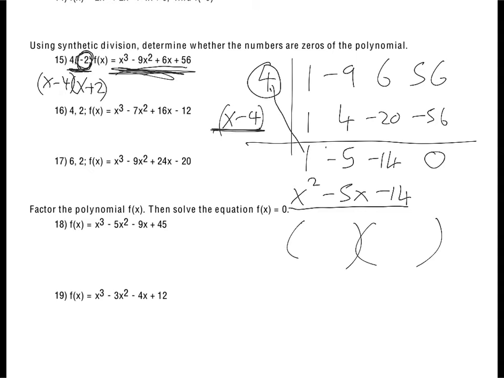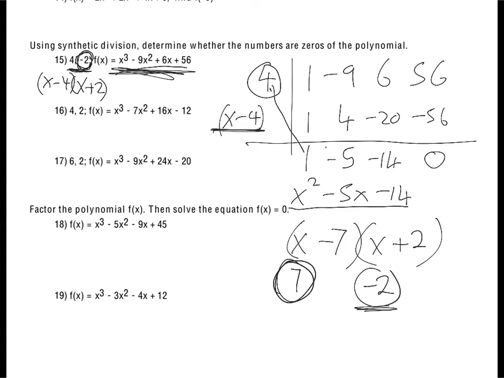Can you factor that? Yes, you can. x minus 7, x plus 2. So in other words, 7 and -2 are the other x-intercepts, the other zeros. That was the only one that it didn't list, but can you see that it would work? So I don't have to check them all, because this is what we do.